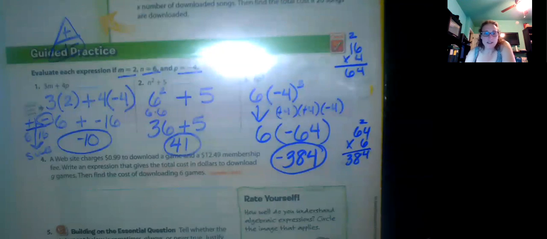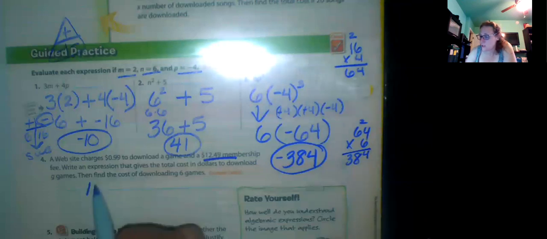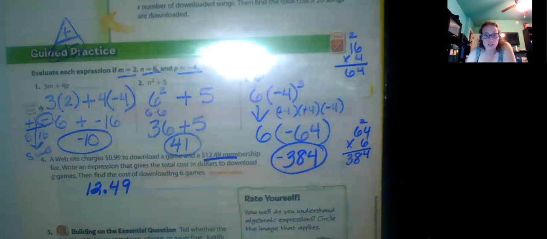Okay, a website charges 99 cents to download a game and a $12.49 membership fee. Write an expression that gives the total cost in dollars to download G number of games. So we're not saying how many games we bought. It's just a random number. It could be 1, it could be 5, it could be 100. Well, we know for sure right off the bat, this company is going to charge you $12.49. So let's write that first. $12.49. That's your fee.